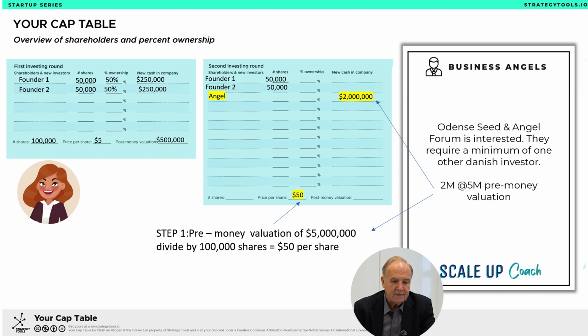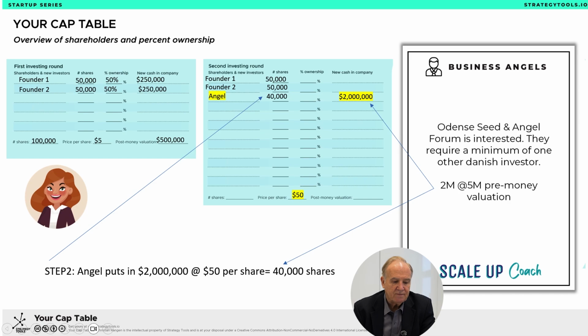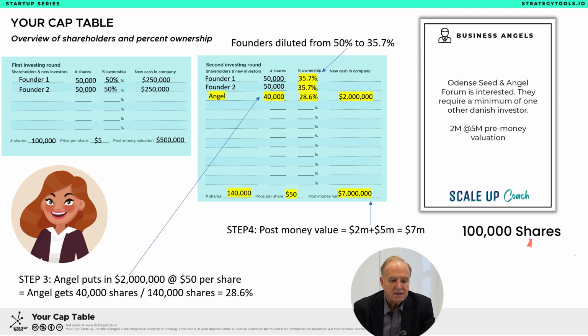Then the next step is that this angel needs to know how many shares they're going to get. So the next step is you take the $2 million that the angel investor is going to give you, and you divide that by the $50 a share. That means the angel will get 40,000 shares. So when you do a list, founder one still has 50,000 shares, founder two still has 50,000 shares, the angel will now have 40,000 shares. This means now that the business will go from 100,000 shares to 140,000 shares.